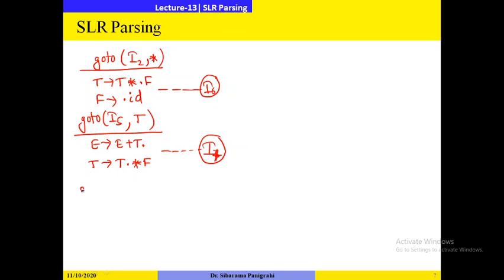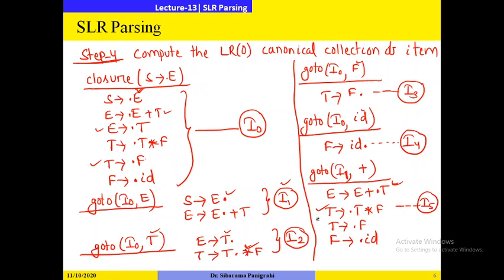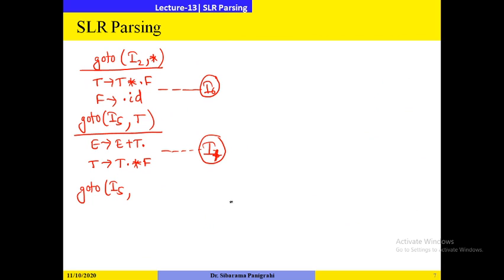Now in I5, can I jump anything else? Go to I5 comma. So you see, can I jump anything else? Yes, I can jump the F. T gives to dot F is there, so I can do it. T gives to F dot. So go to I5 comma.